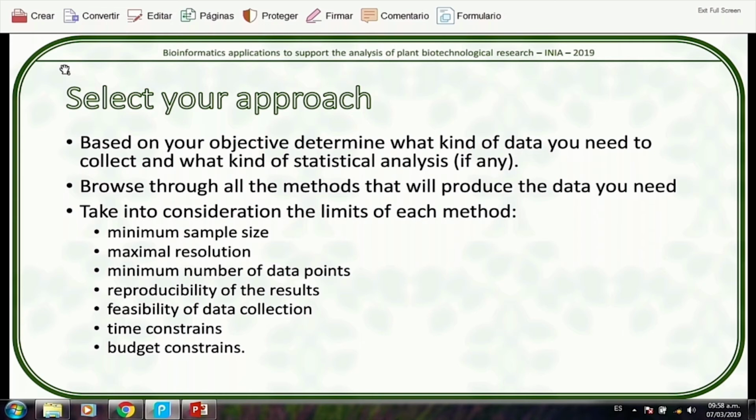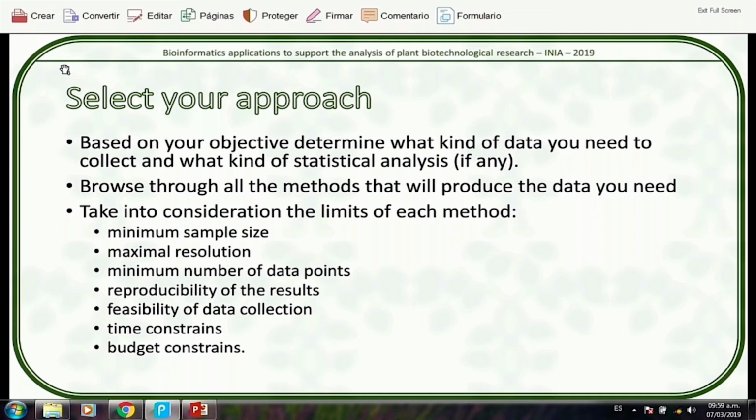Now, here we're going to talk. I cannot go through every single method that you will find to tackle each single step of your research. I don't have 7 years to finish this. So let's just think about how you select your approach. All right, these are just general recommendations.